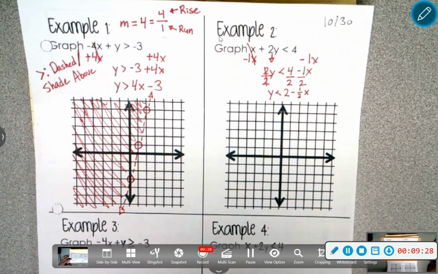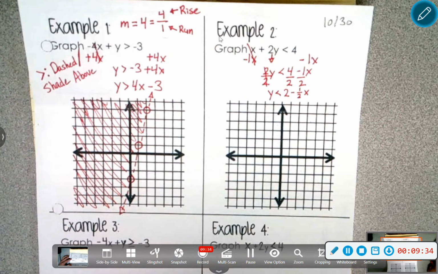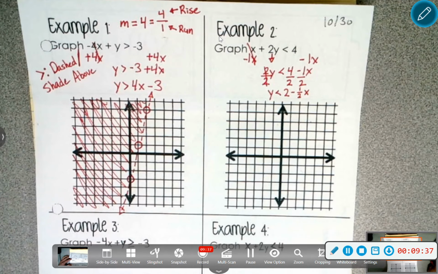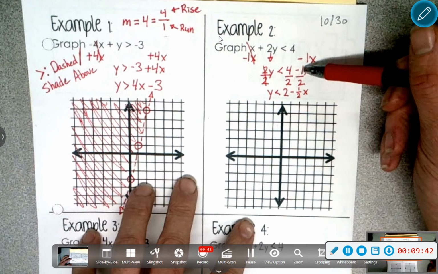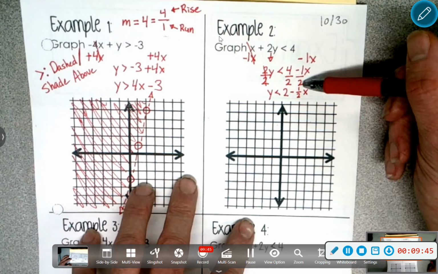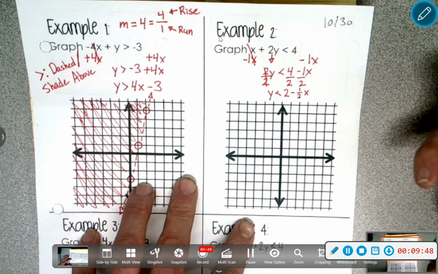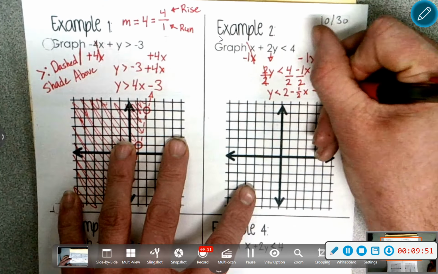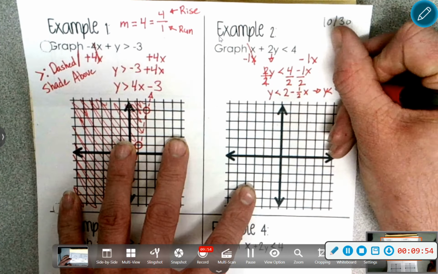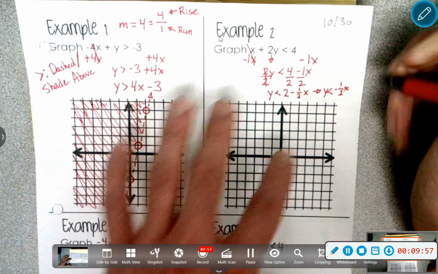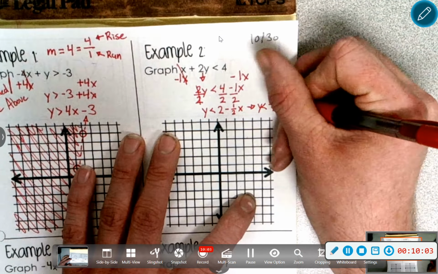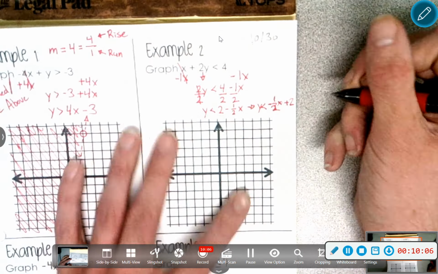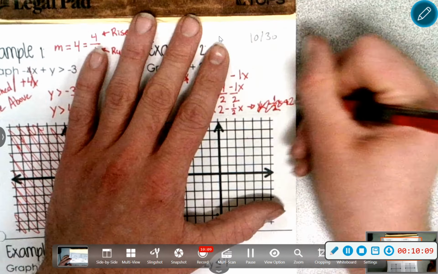Any questions about how we got that equation? We subtracted 1x. The reason why I subtracted 1x was because it makes it easier to see my slope if I did minus 1x. If instead I just did minus x, it would be harder to see my slope. So I'm going to rewrite it one more time. Y is less than negative 1/2 x plus 2. Not the cleanest, but there it is.